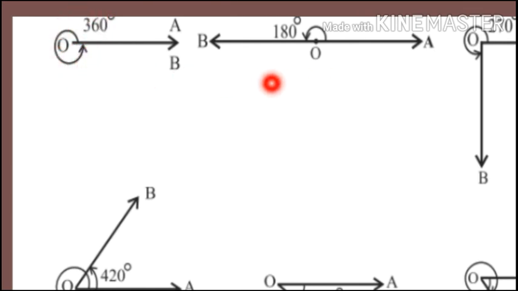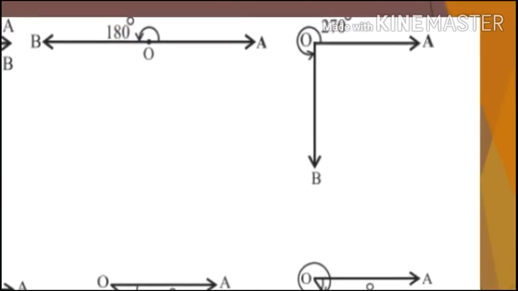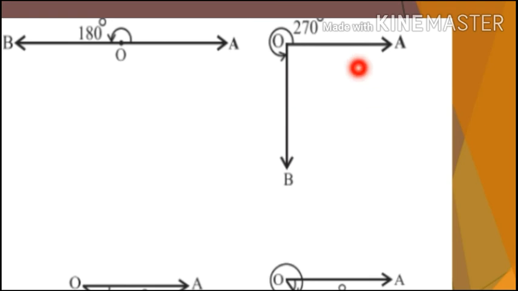And the second ray, where OA is the initial side and OB is the terminal side, makes an angle of 180 degrees. Here OA is the initial side and OB is the terminal side, and it makes an angle of 270 degrees because the remaining angle is 90 degrees. One complete revolution makes an angle of 360 degrees. 360 minus 90 gives you 270 degrees.